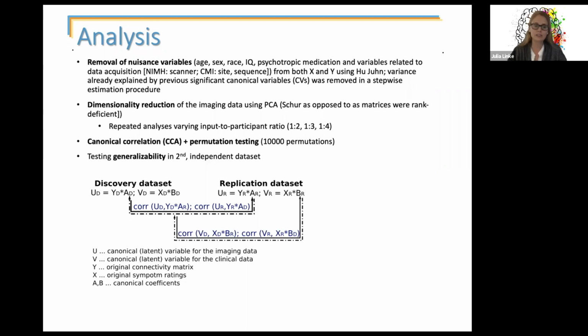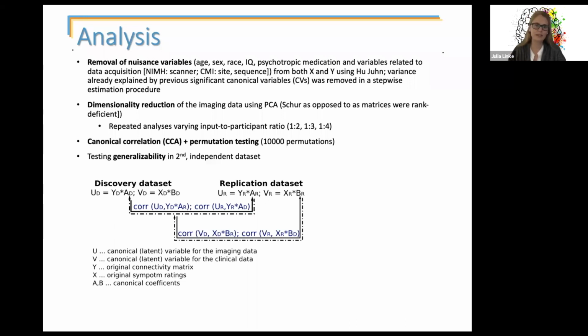Canonical correlation finally was calculated in MATLAB, and the significance of the variables was determined by 10,000 permutations. And last but not least, we calculated the cross correlations. So we applied the canonical weights from one data set to the other data set, and then determined the association to get at the replicability of the finding.